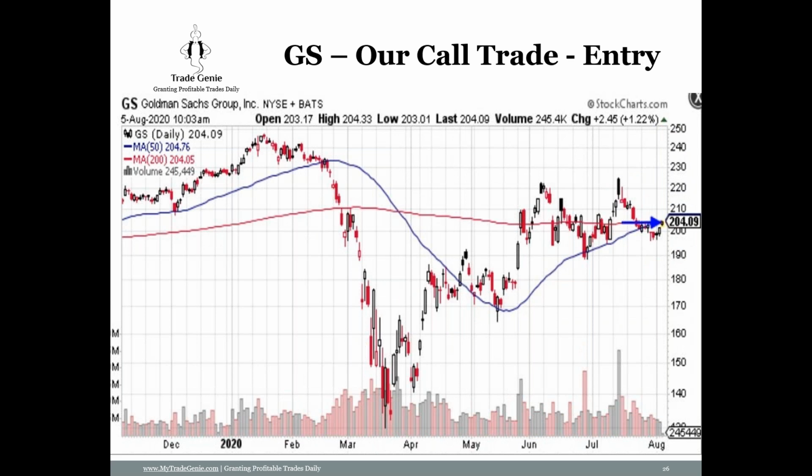Here's GS calls. When the financials are going down, they go down altogether. When the financials are going up, they go up together.